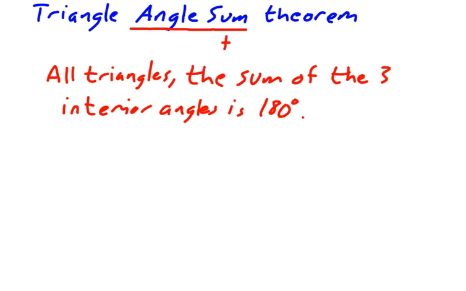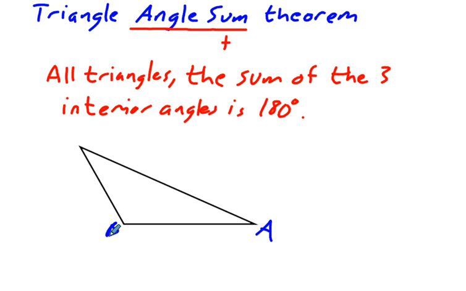So let's put a triangle up here and show you what a problem involving this is going to look like. So we have this triangle. We'll call this triangle ABC. And let's give some measurements here. Angle A looks like it's about 30 degrees. Angle B is 110 degrees. So we want to try to solve for angle C, which is x degrees.